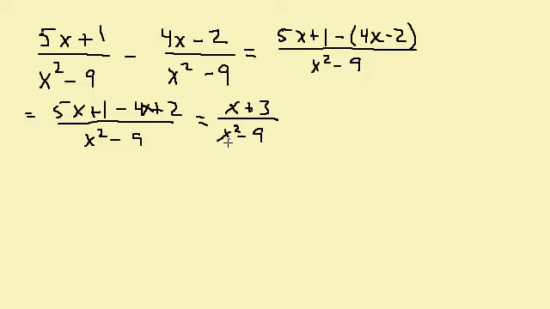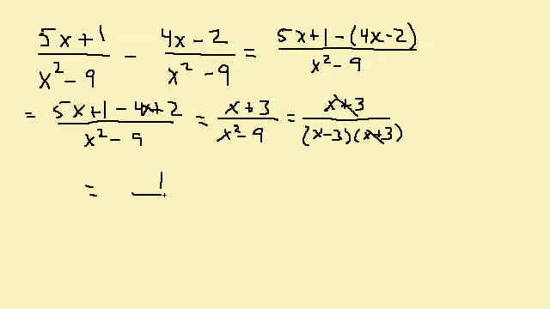Now we want to take this denominator and factor it to see if we can reduce this rational expression. So this is x plus 3 over x minus 3 times x plus 3, and you can see the x plus 3's cancel, and so we're left with 1 over x minus 3, and there's our final answer.